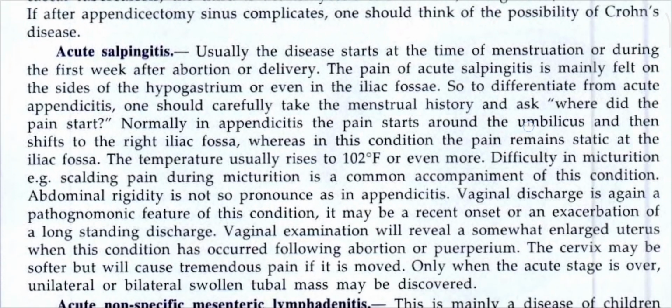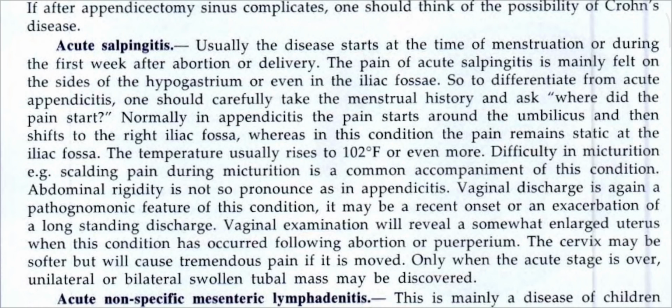Acute salpingitis. Usually the disease starts at the time of menstruation or during the first week after abortion or delivery. The pain of acute salpingitis is mainly felt on the side of the hypogastrium or even in the iliac fossa. So to differentiate from acute appendicitis, one should carefully take the menstrual history and ask where the pain started. Normally in appendicitis the pain starts around the umbilicus and then shifts to the right iliac fossa, whereas in this condition pain remains static in the iliac fossa.